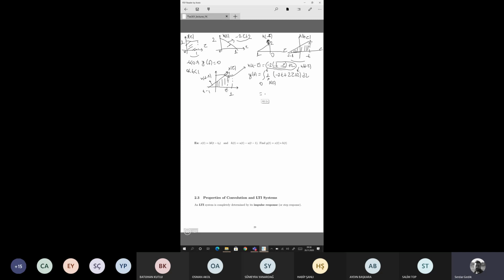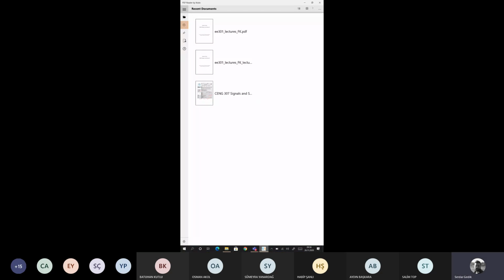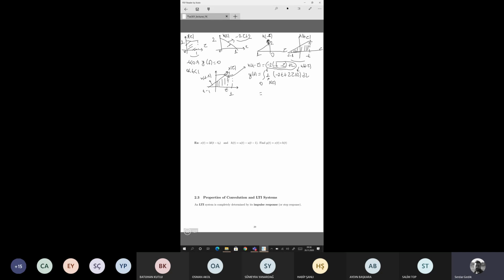So if I integrate, note that I'm actually in this interval here. This is for 0 to 1. So the previous one was for t smaller than 0. Now I'm in the interval from 0 to 1, so this is for 0 to 1.